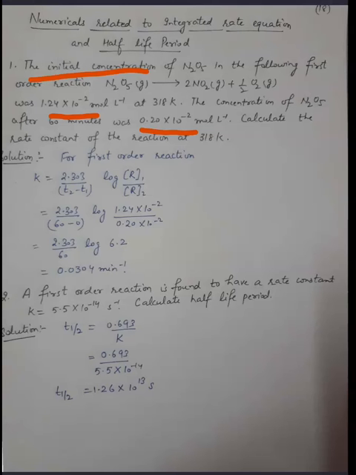Next, a first order reaction is found to have a rate constant K is equal to 5.5 into 10 to the power minus 14 per second. Calculate the half-life period. You know the formula for the half-life of a first order reaction is t half is equal to 0.693 upon K. Here K is given, so putting the value of K we get t half is equal to 1.26 into 10 to the power 13 seconds. If you don't know this reaction is first order, you can see the units are per second, which means the reaction is first order.